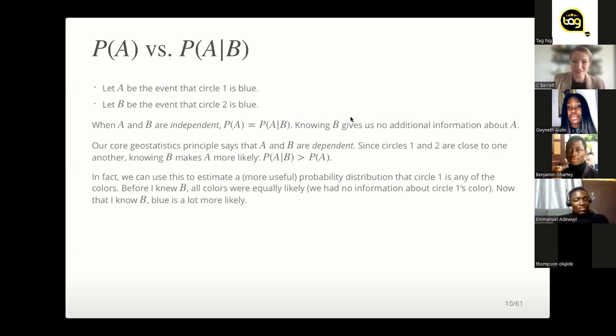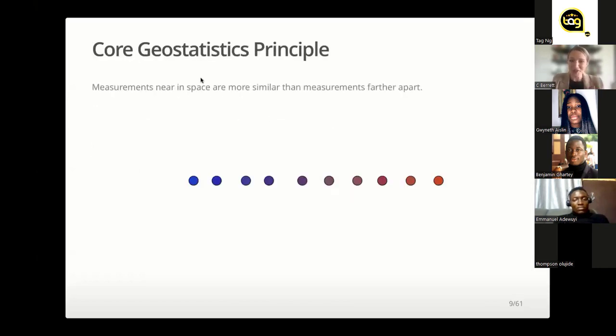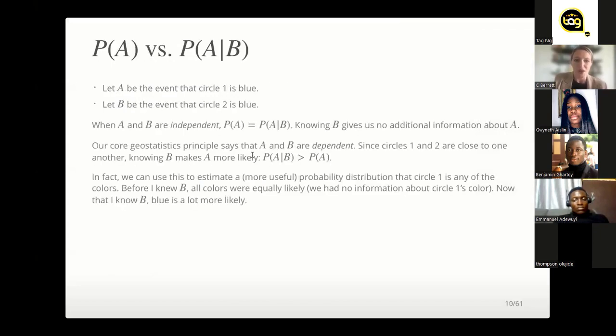But since we have this nice core geostatistics principle, knowing that circle 2 was blue and that it's close to circle 1 actually should increase the probability that circle 1 is blue as well. And so how we would write that using probability notation is that the probability of A given B should be greater than the probability of A.